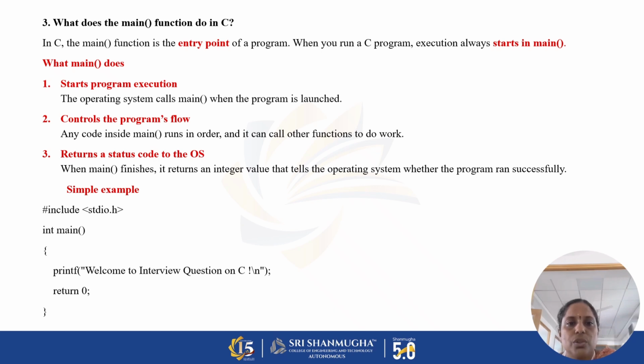What does the main function do in C? Main is the entry point of the program. Without the main function, we cannot write a program. The operating system calls the main function when the program is launched. After the main function is called, the code inside it is executed line by line, and it can call other functions to do work. After completing the work, it returns an integer value to the operating system saying that the program executed successfully. For example, here int main.